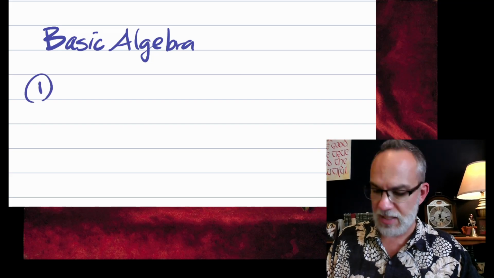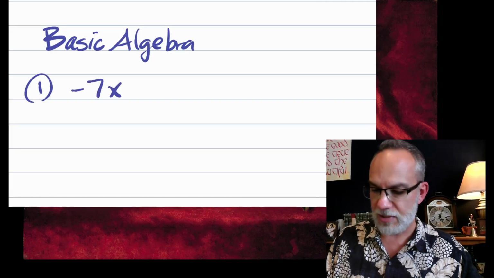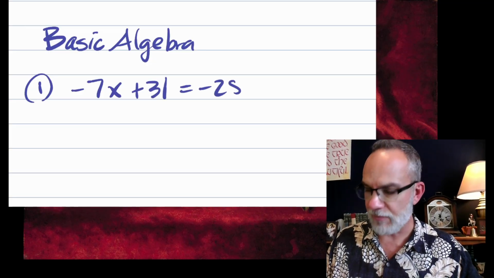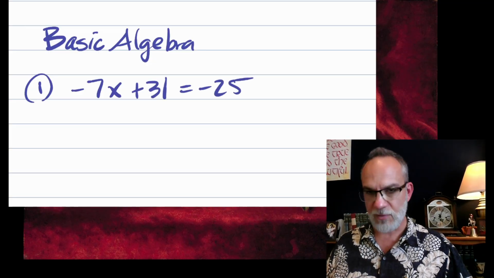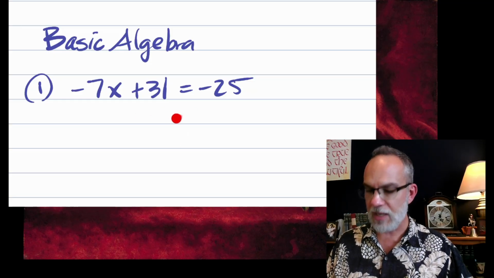I'm going to say negative 7x, x is the unknown number, plus 31 is equal to negative 25. So now here's how I would solve this. First of all, I got to copy it down right. Secondly, I'm going to look. Okay, find your equal sign. There it is. Then look to the right, like you're crossing the street, and then the left.